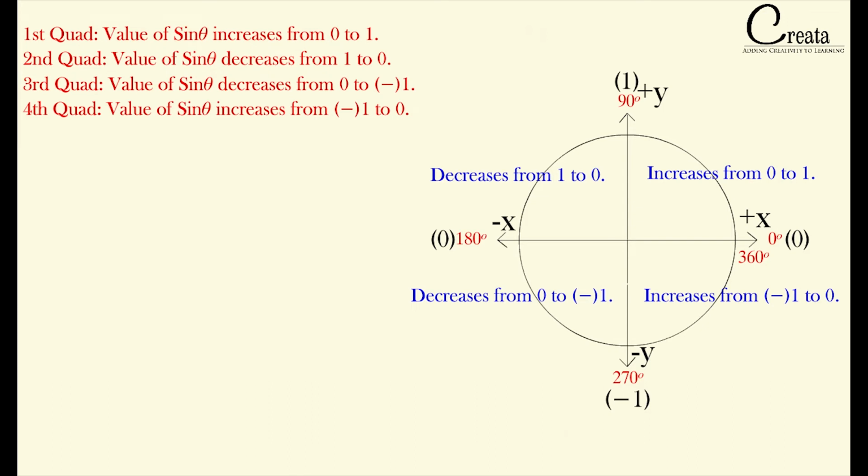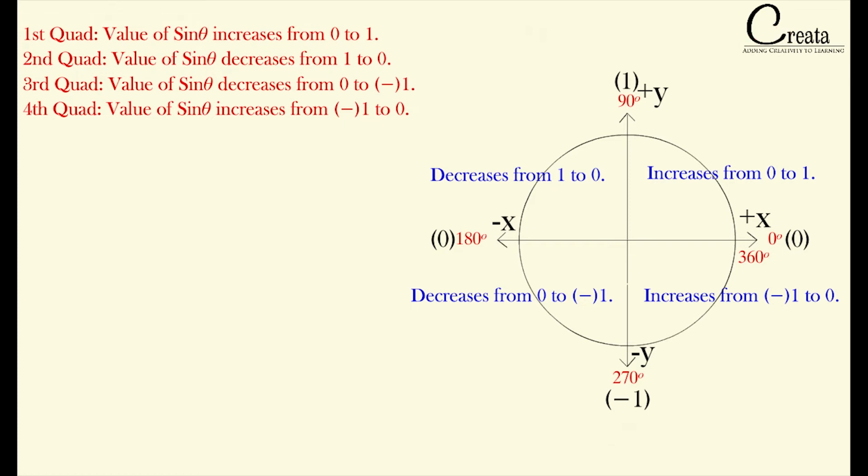Okay. There is one more observation, that is the second observation: the value of sine lies between 1 and minus 1. It never exceeds 1 and it never goes below minus 1. So we can say that the maximum value of sine is 1 and the minimum value of sine is minus 1. Okay, this is our second observation.